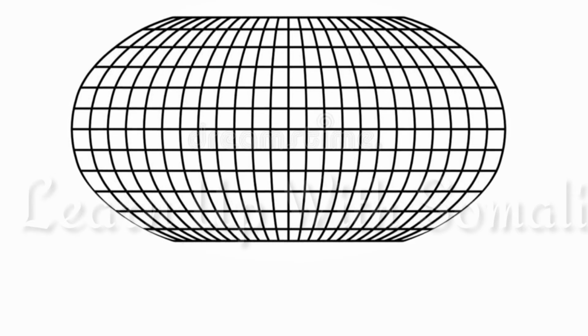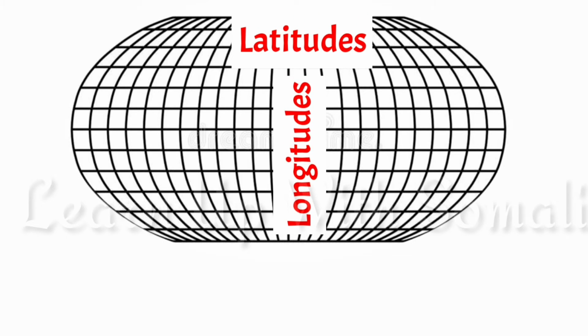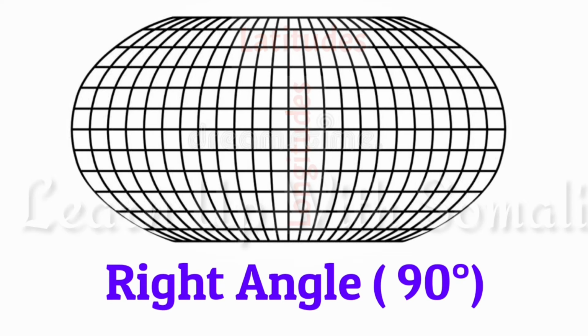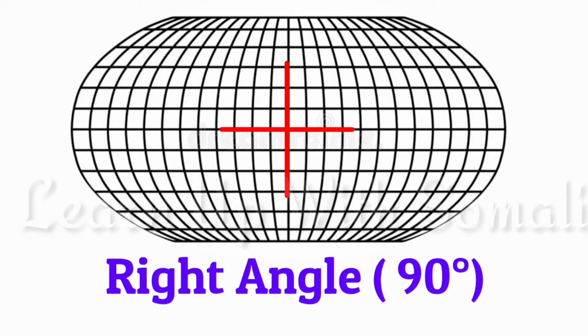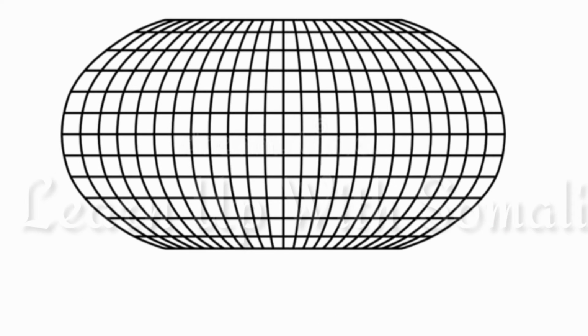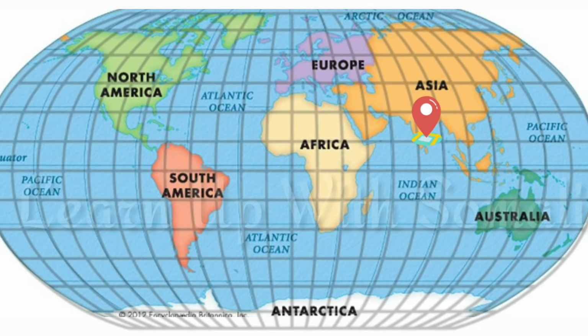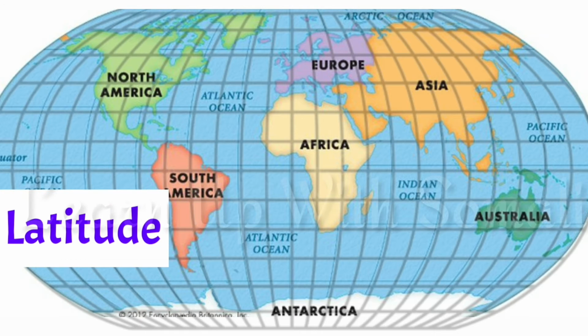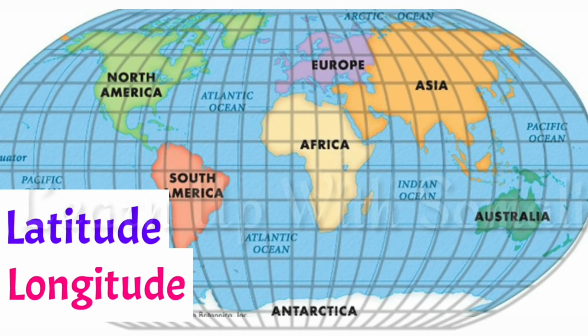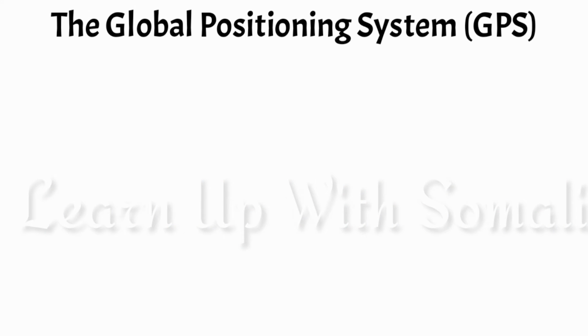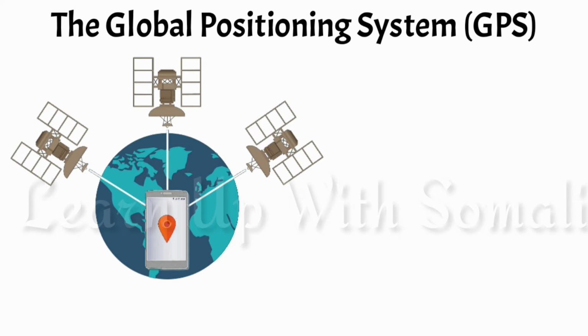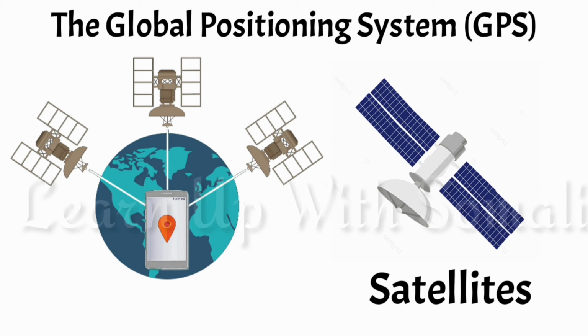Now we will know about the grid. The latitudes and longitudes intersect each other at right angles, forming a network of lines or a grid. These imaginary lines are drawn so that we can locate a place easily with the help of the lines of latitude and longitude passing through it. This is the principle on which the Global Positioning System, or the GPS in short form, and satellites work.